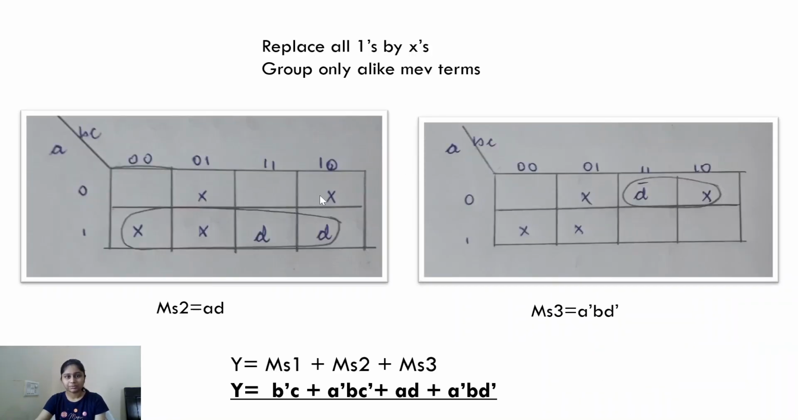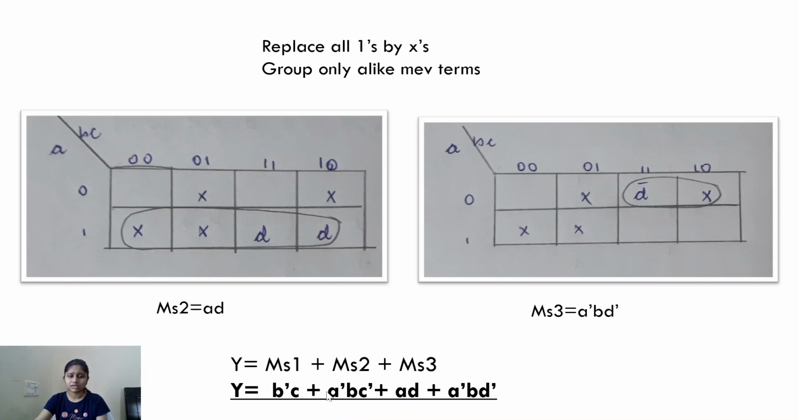In the subsequent K-maps, we replace all the ones by don't cares and we group only alike MEV terms. In this K-map, we are grouping the D terms with the don't cares. We can observe that we have replaced one by don't care. So this grouping gives us a quad which gives us the term AD, which can be taken as MS2. In the next map, we group the D complement term. This D complement can be paired with this don't care term which gives us the term A complement B D complement, which can be taken as MS3.